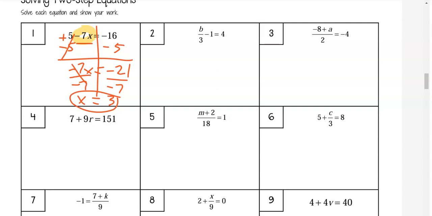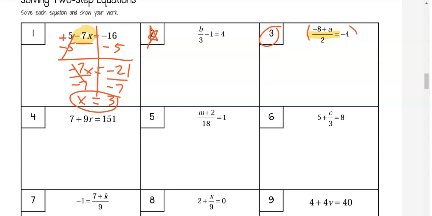Over here, you guys are doing the evens, so now I'm going to move over to number 3. This problem is very similar to the other one, but there's this thing in our way. This division bar is in our way. I cannot get to the negative 8 plus a because the divided by 2 is in my way. So I need to get rid of that division bar first.